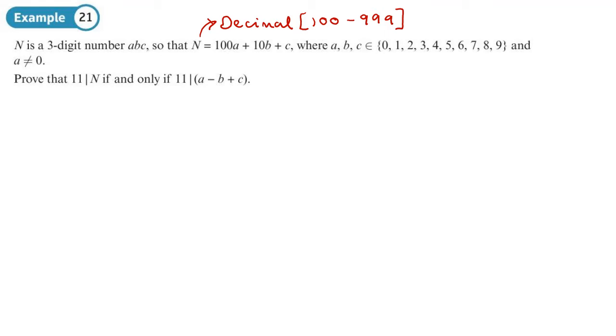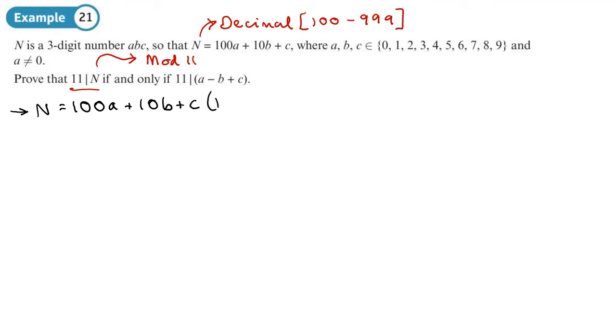And what we need to show is that n, this 3-digit decimal number that can be any value here, is only divisible by 11 if a minus b plus c is also divisible by 11. Now whenever you see divisible by 11, we know we need to be working in mod 11. So let's start by writing down the information that we've been given, that this 3-digit number can be written in this form.